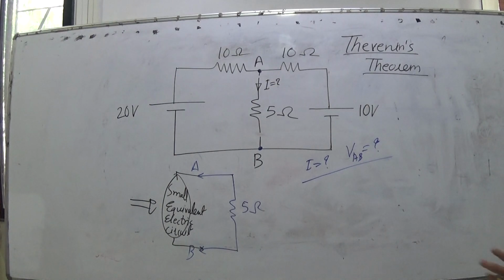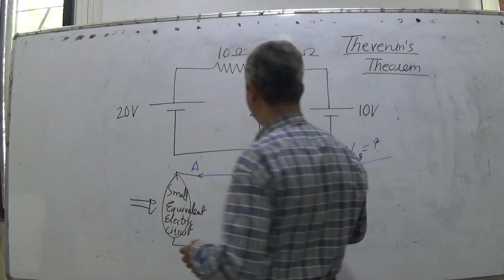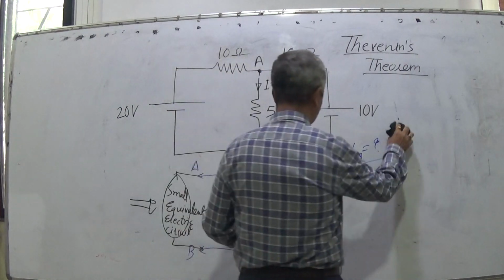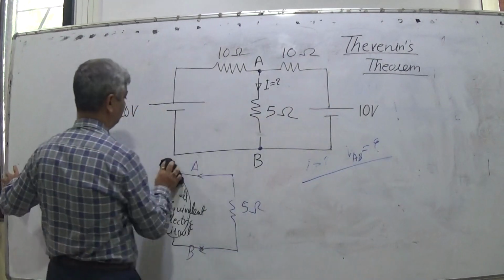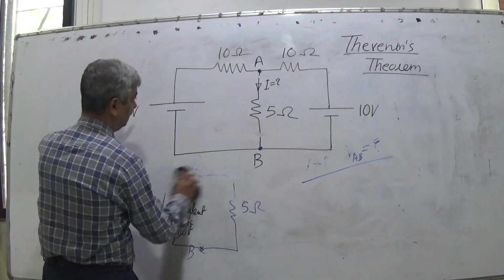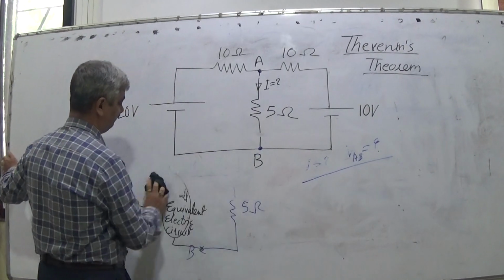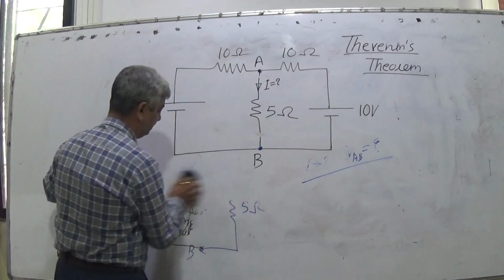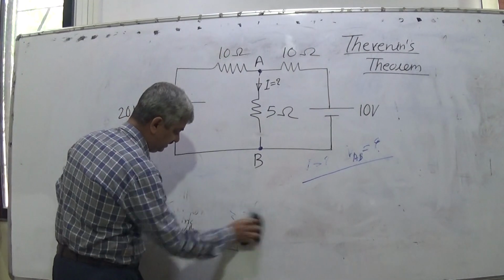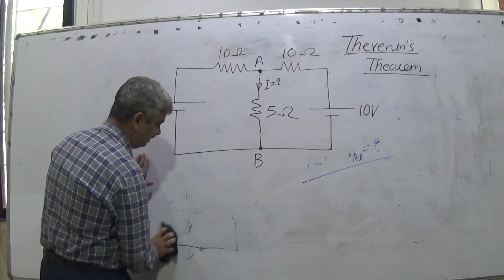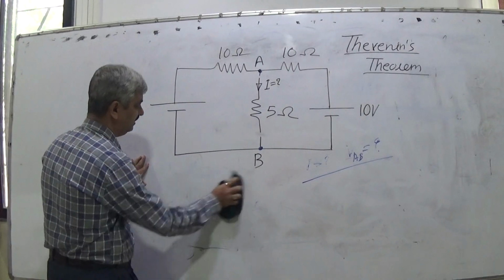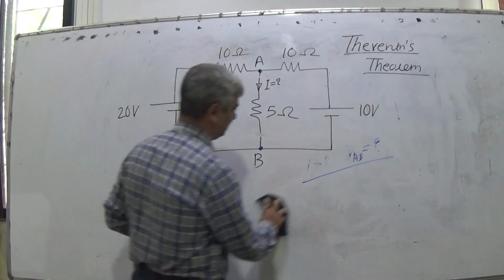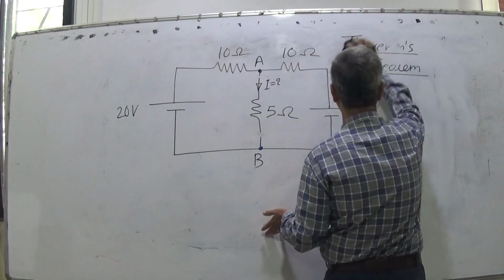So we will continue from the concept of Thevenin's theorem which we are just now developing. So the question is that a circuit is given which consists of two voltage sources and three resistances, and the question asked is to find out the current in the 5 ohm resistance. It can be either current or voltage, either way.